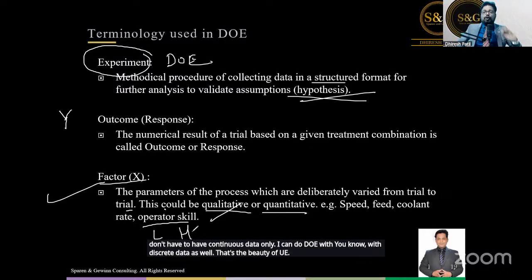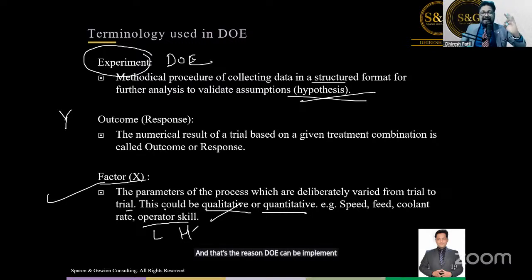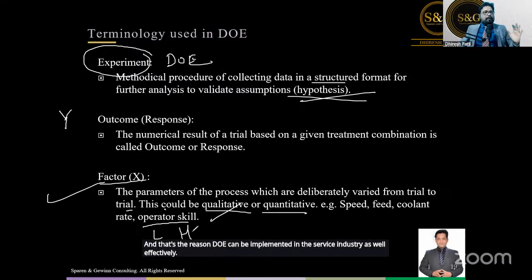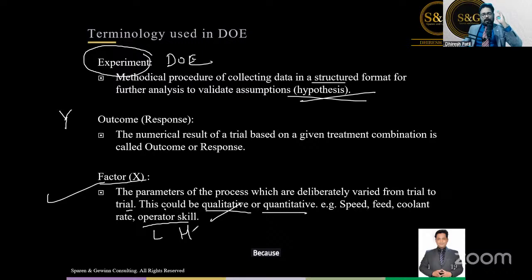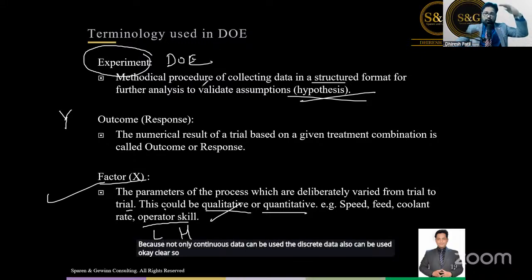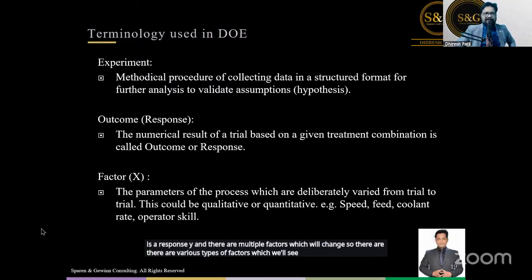And that's the reason DOE can be implemented in the service industry as well effectively, because not only continuous data can be used, the discrete data also can be used. Okay, clear? So the experiment is the total 8 runs. Outcome is the response Y, and there are multiple factors which will change. So there are various types of factors which we'll see. What are the types of factors?